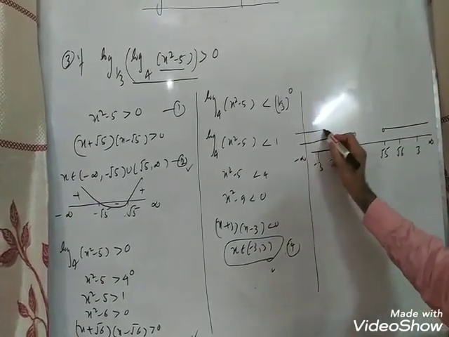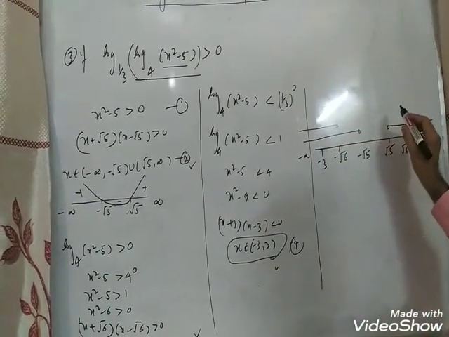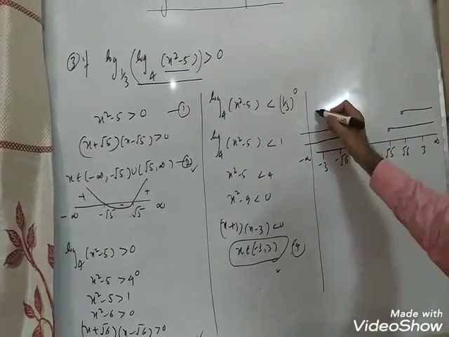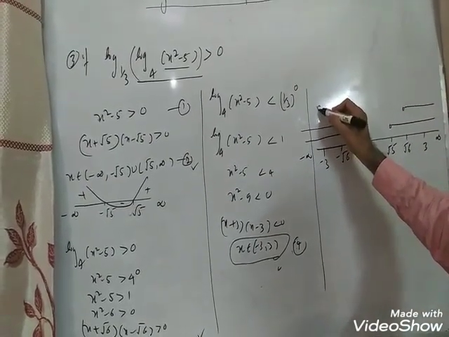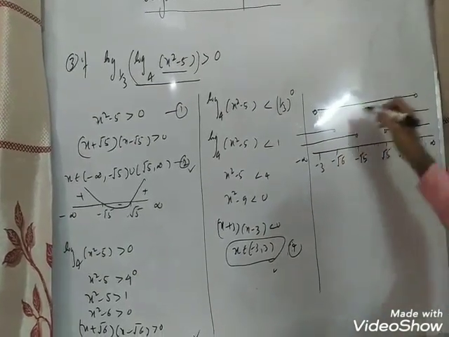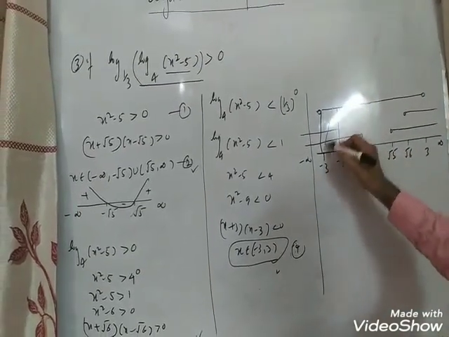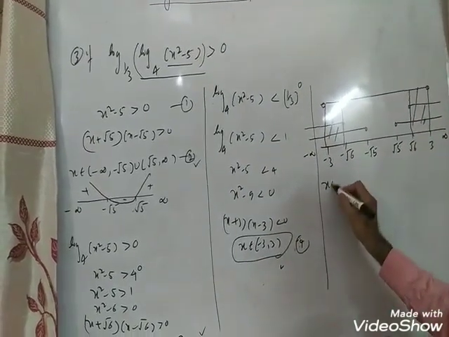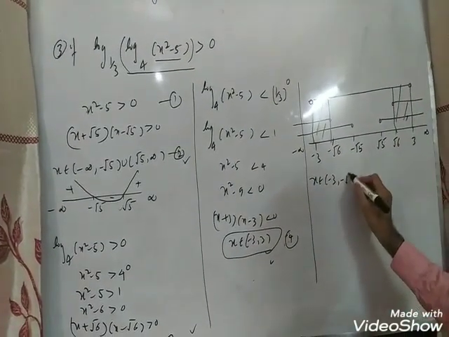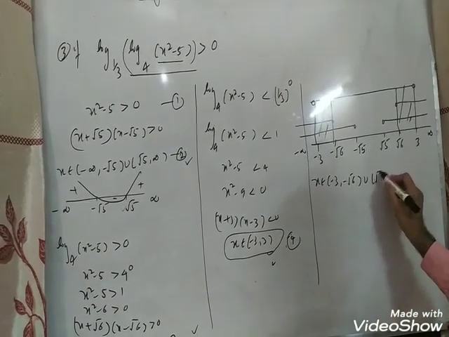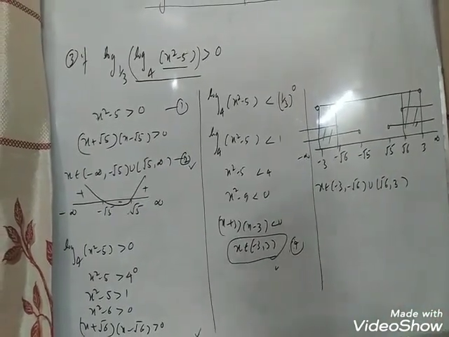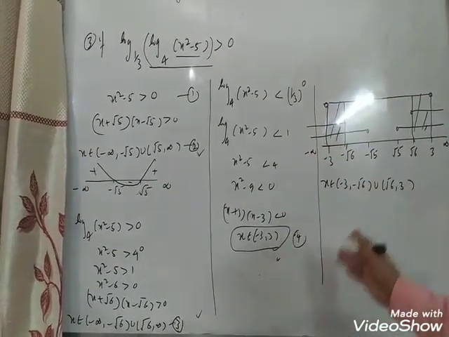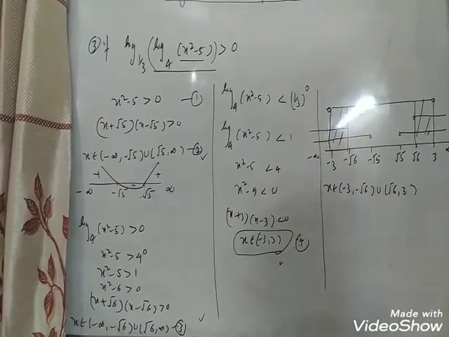Second, from minus infinite to minus root 6 and from root 6 to infinity. And here the solution is from minus 3 to 3. So we can see this is the common portion and this is the common portion. So the solution is from minus 3 to minus root 6 union root 6 to 3. So now you can understand how inequality problems are solved using the properties.